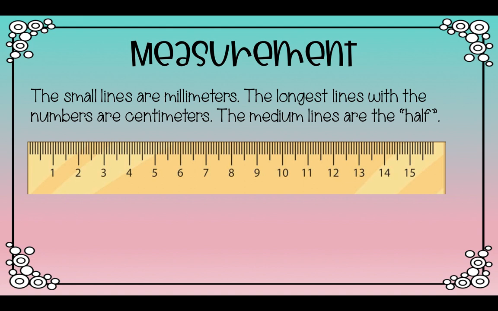The small lines on a ruler are millimeters. See these little ones? Those are millimeters. The longest lines with the numbers, those are centimeters. That's what most of our measurements are going to be. And those medium length lines, those are the halfway mark. So half a centimeter. It's between the 3 and the 4.